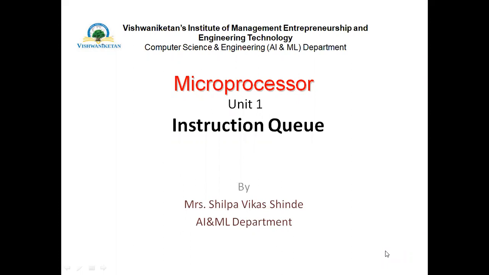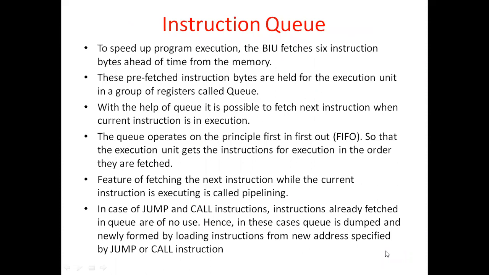In this lecture, we will learn instruction queue. In the instruction queue of 8086, to speed up the program execution, the bus interface unit fetches 6 instruction bytes ahead of time from the memory. These pre-fetched instruction bytes are held for the execution in a group of registers called queue.